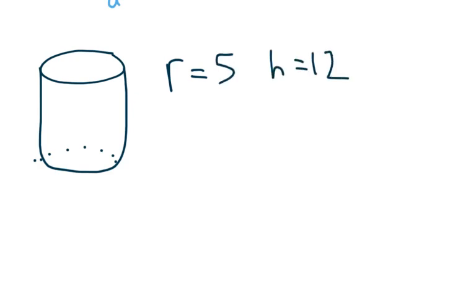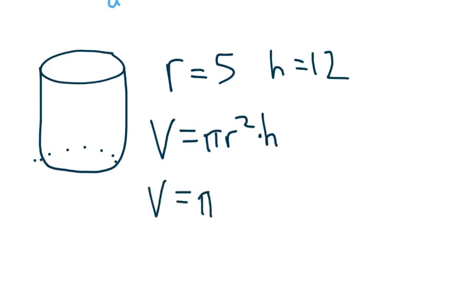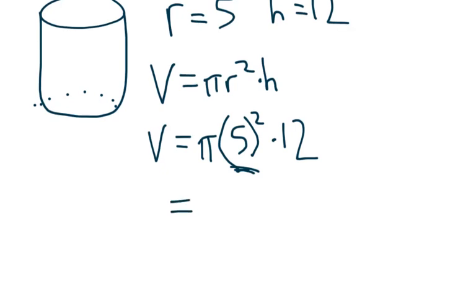So let's say we have a cylinder. Again, I'm not the best artist, so bear with me there. And let's say that its radius is equal to 5, and that the height of the whole thing is equal to 12. So we use our formula. Volume is equal to pi r squared times our height. And so V equals pi, in parentheses, 5 squared times 12. Now, only the 5 is being squared here. So what we're looking at is 5 times 5, which is 25, times pi times 12.